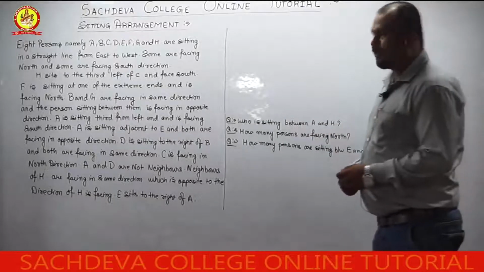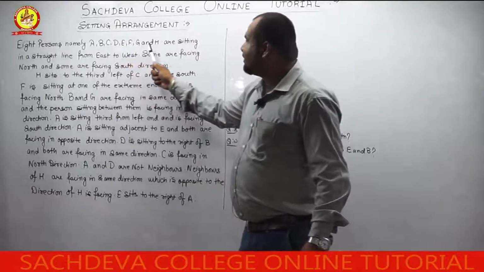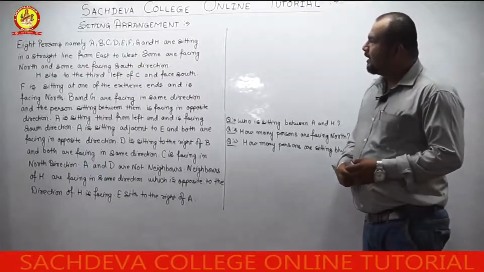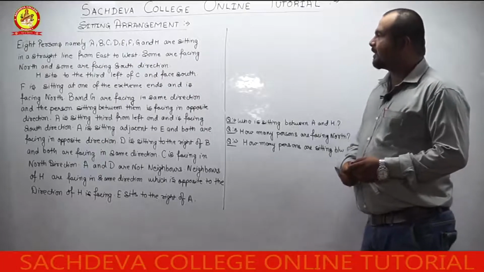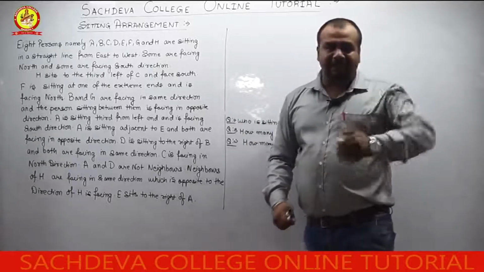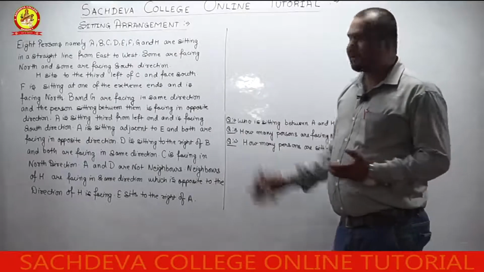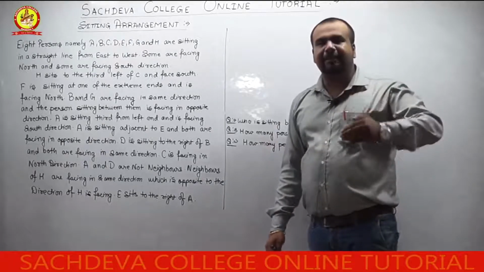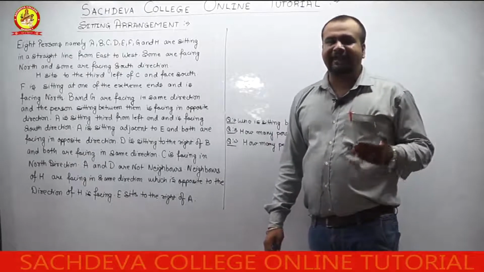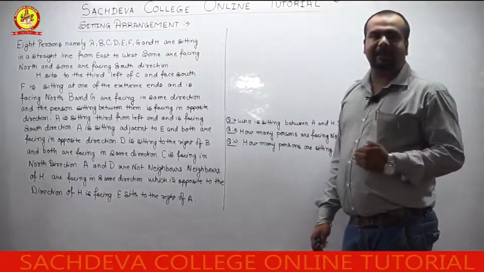In this question, the language is that 8 persons, namely A, B, C, D, E, F, G and H, are sitting in a straight line from east to west. Some are facing north and some are facing south. This kind of question becomes a headache for students, because we have a habit of solving these questions with linear arrangement, where either the people are facing north or the people are facing south. But the new trend of questions in the examination is that some of the people are facing north and some of the people are facing south.